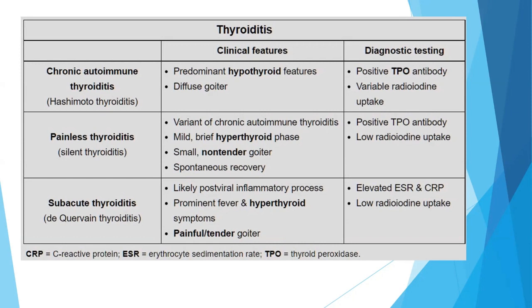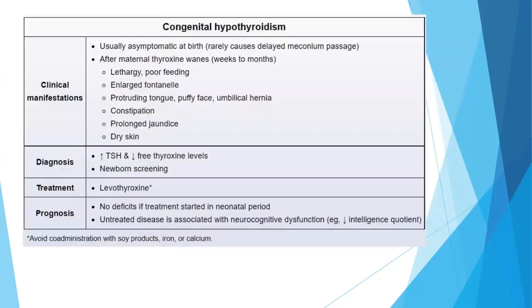These are painful and these are tender. And there is elevated ESR and CRP in case of subacute thyroiditis. Now let's talk about congenital hypothyroidism.